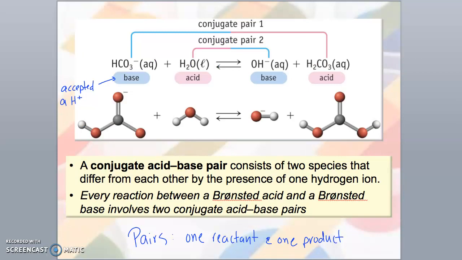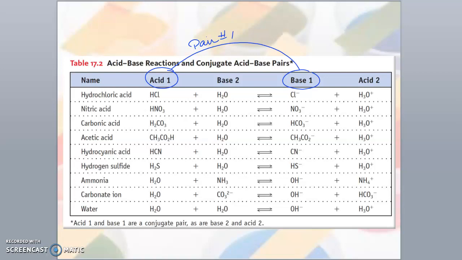A conjugate acid-base pair exists for every acid-base reaction. You will be responsible for being able to identify these pairs. This is a chart from your textbook that shows the conjugate acid-base pairs, and realize that the difference in the conjugate pair is 1 hydrogen. So HCl and Cl- are conjugate pairs, while H2O and H3O+ are conjugate pairs.